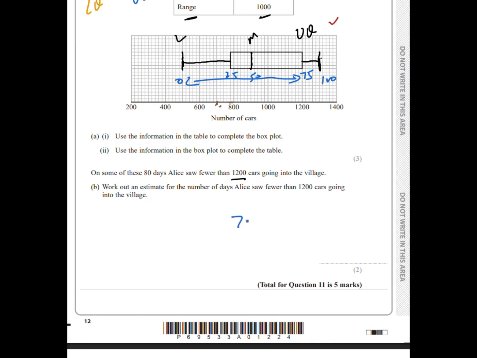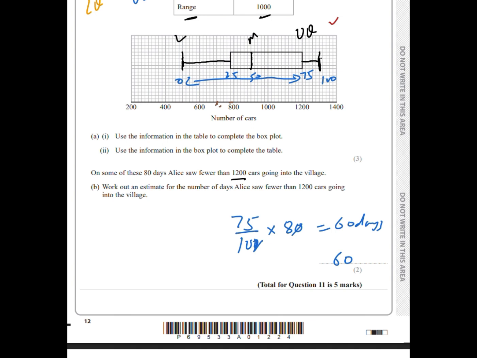So it means that 75% of the 80 days were the days when the cars going into the village were fewer than 1200. So how do we figure out 75% of 80? 75 divided by 100 times 80. So it's going to be 75 times 8 divided by 10, which is going to be 60. So your answer is 60.